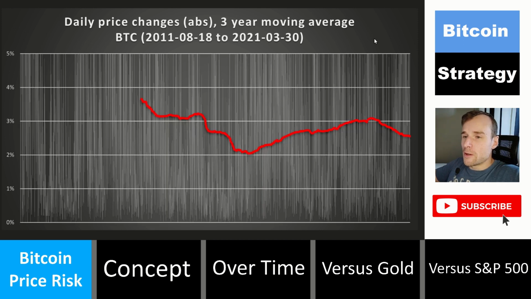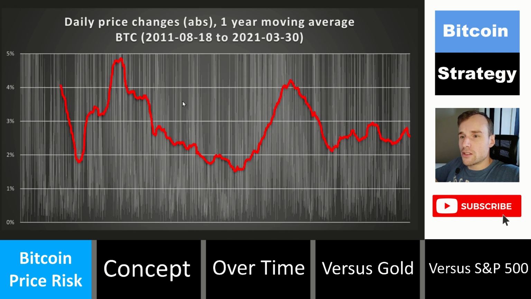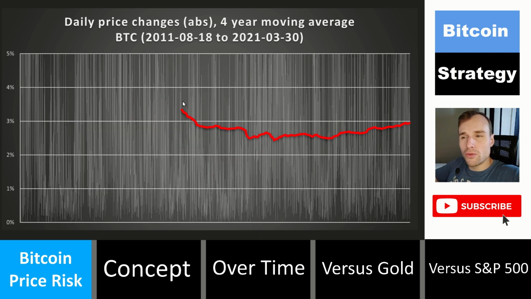To the 3 year, that's better. And to the 4-year. So I think the 4-year is probably the best of those approximations because Bitcoin seems to in general move in 4-year cycles. We have the 4-year halvening, the new supply gets cut in half every 4 years. We also see in the price data that the peaks and the troughs are around 4 years from each other.